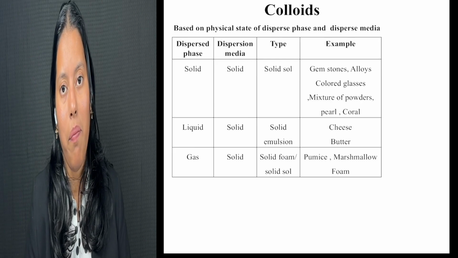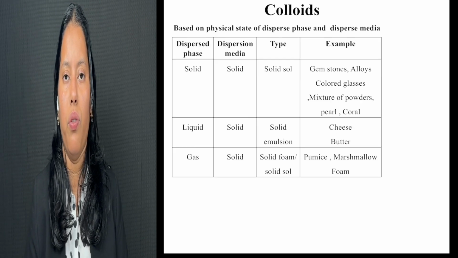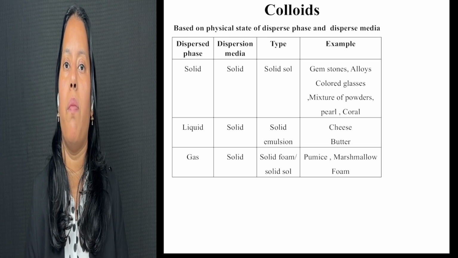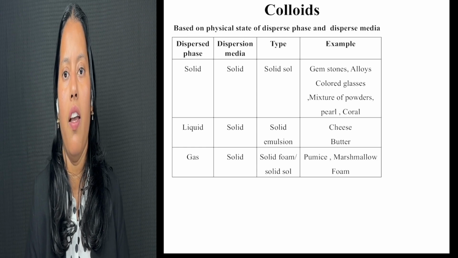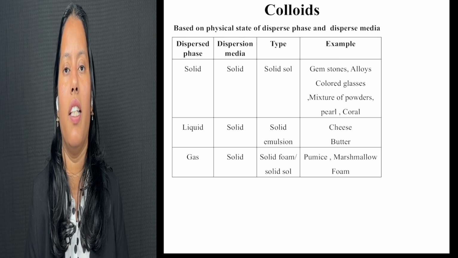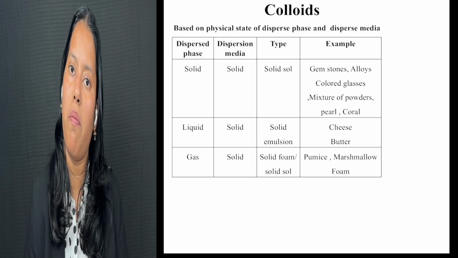So various examples of the colloids we are going to see, based on the dispersion phase. Based upon that, there are various examples, whether your solid is distributed in liquid, solid in solid, solid in gas. Based on that, various examples are there.